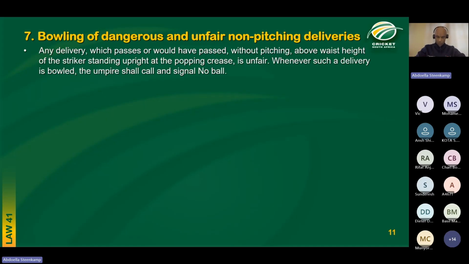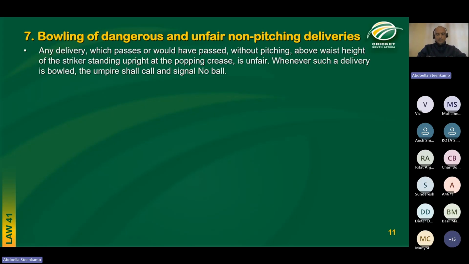So now we know the law sees this as unfair. The ball is above waist height of the striker standing upright at the popping crease, so umpires need to call and signal no ball. Again, importantly, I want to emphasize you need to judge it with the striker standing upright at the popping crease. Lots of players think otherwise. You'll often find batters double stepping or triple stepping, a meter or two outside the crease, and the ball is slightly above waist height and busy dipping. Now the batters will say, umpire, it's above waist height.